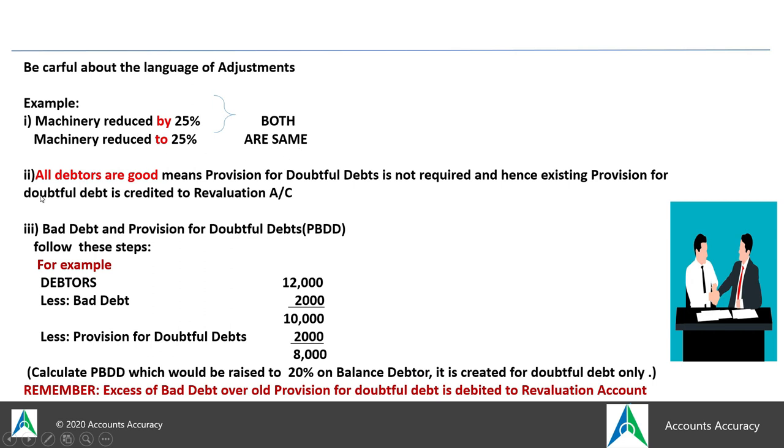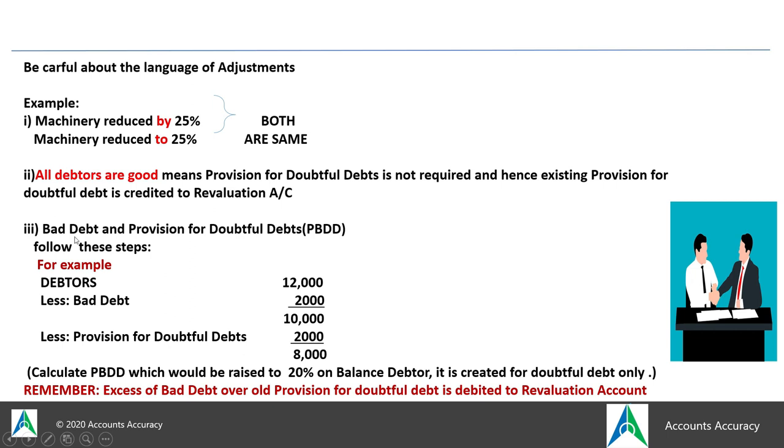Again, all the debtors are good means provision for doubtful debt is not required, and hence the existing provision for doubtful debt is credited to the revaluation account. That means this amount which was kept for overcoming the loss occurring due to debtors will remain unused, and that is why it will be treated as profit for the company and it will be credited in the revaluation account.